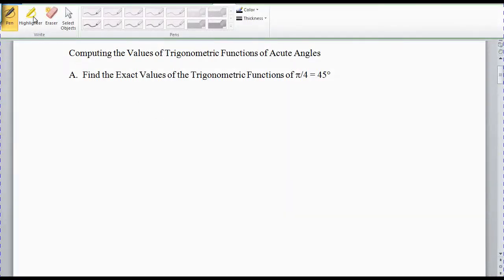Computing the exact values of trig functions. So what we want to do first, we want to find the exact values of the trig functions for the angle pi fourth, which is the same as 45 degrees. So what I want to do first, I want to draw a right triangle. And that's definitely not a right triangle, but we want to draw one.